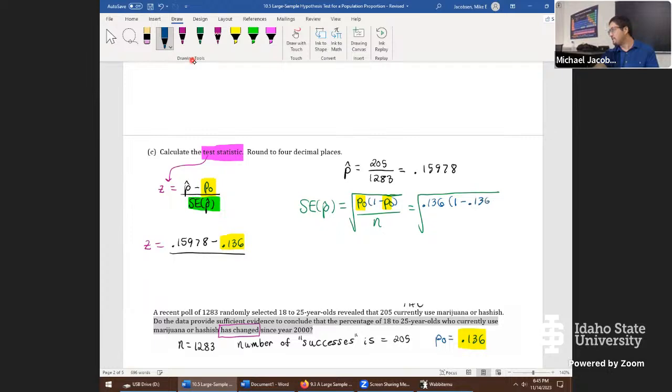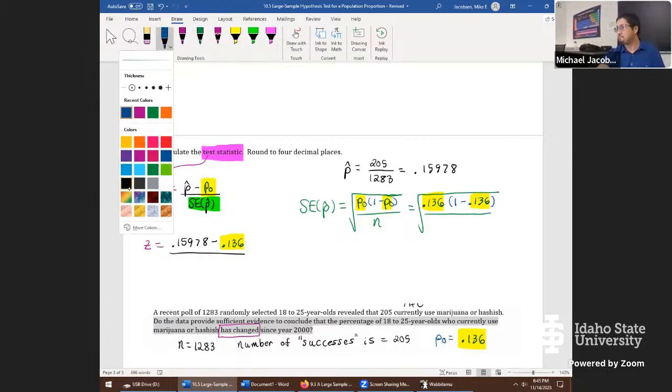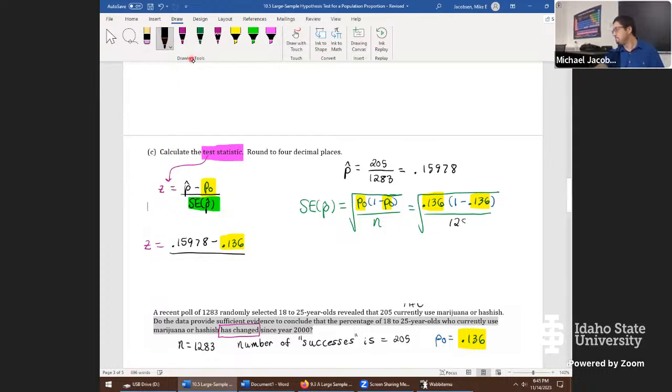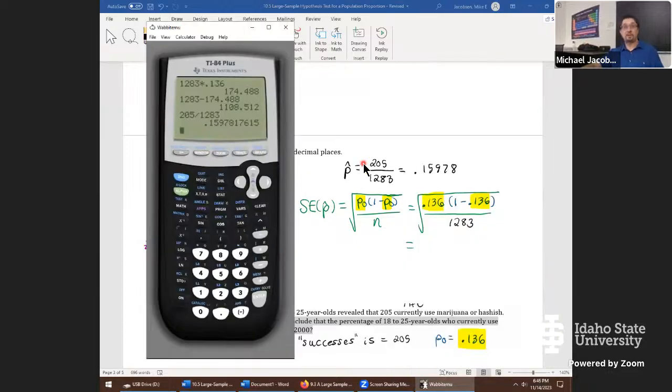1 minus 0.136. So that's where the hypothesized value went, both here and here. Then finally, do a division by sample size, which was 1283. So that's what it should look like right before throwing it into the calculator. Other questions so far, folks, to that stage? Okay, I think we've done probably about 30 of these at this point. They just show up so often.